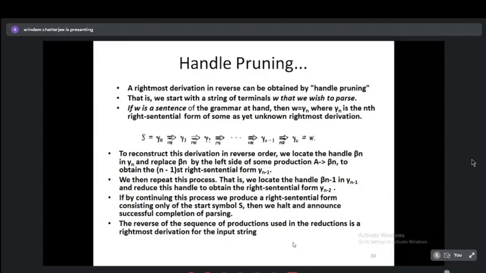The one we study in theory of computing is basically the straightforward one. We keep on expanding the non-terminals, but here we are not expanding non-terminals. Rather, we are reducing the terminals into the left-hand side of a production rule, that is one non-terminal. This way, we go back to the start symbol. So the reverse of the sequence of productions used in the reduction is a rightmost derivation for the input string. This is important to understand.